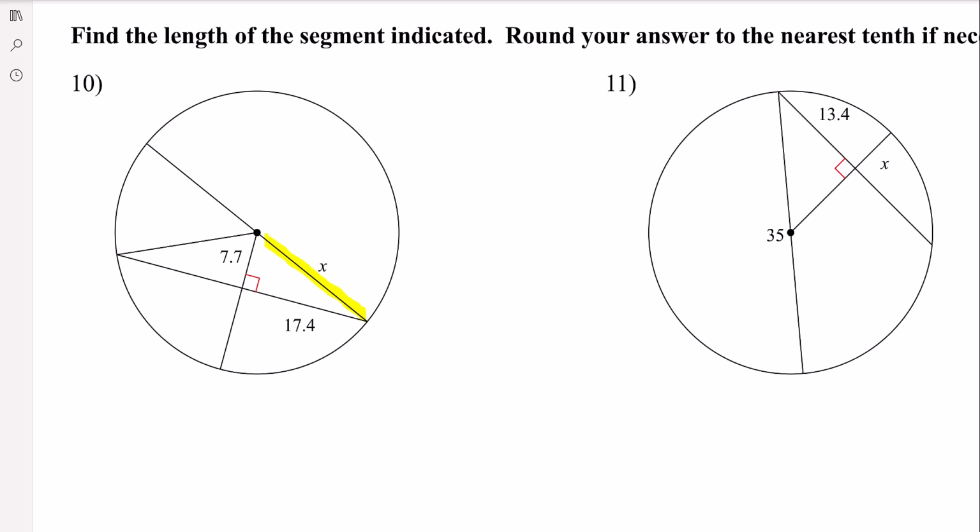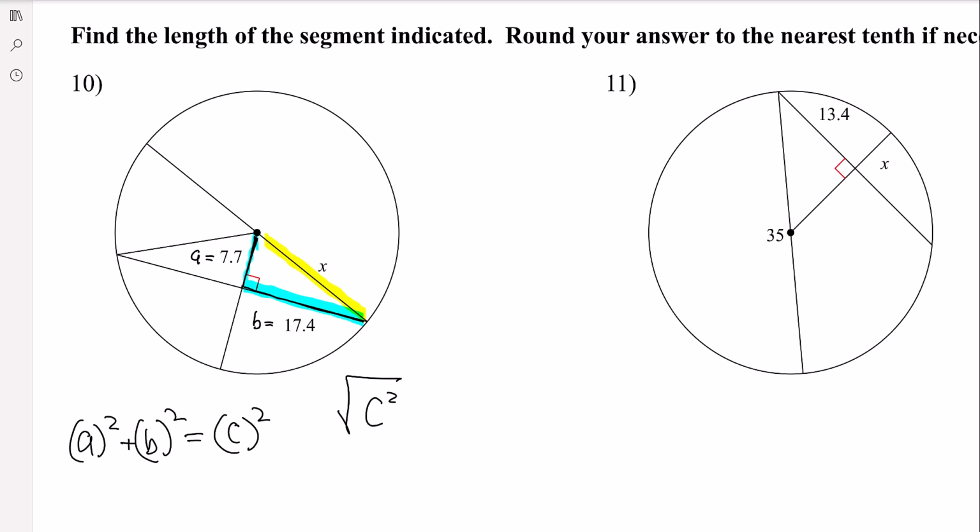But if you'll notice, they marked that right angle. That means we have a right triangle, which means we can use the Pythagorean theorem. So let's call this leg A, let's call this leg B, and now the Pythagorean theorem says a squared plus b squared is equal to the measure of c squared, and then you would just take the square root of c squared to find the measure of x.